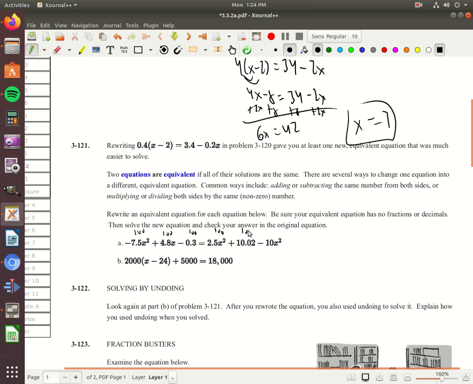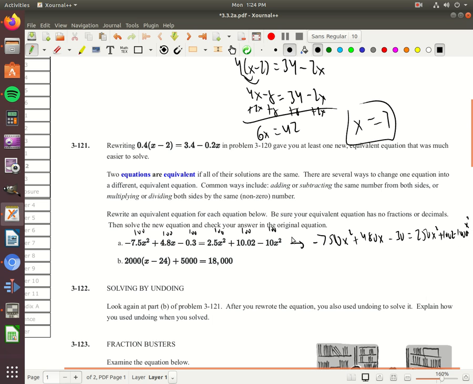And again, there are no compound terms. So we're just going to say negative 7, move the decimal twice, 750x squared plus 480x minus 30 equals 250x squared plus 1002 minus 1000x squared. It's supposed to be 1000x squared. Sorry, I ran out of room there.